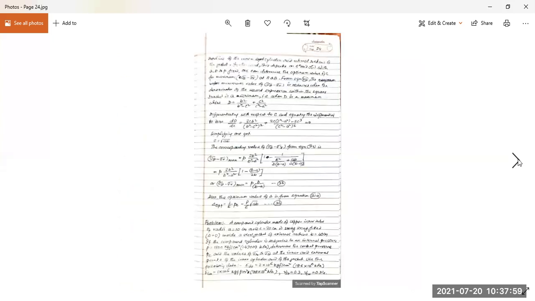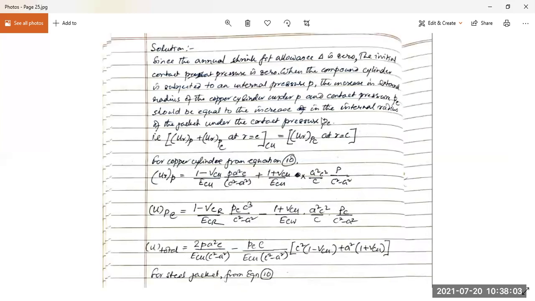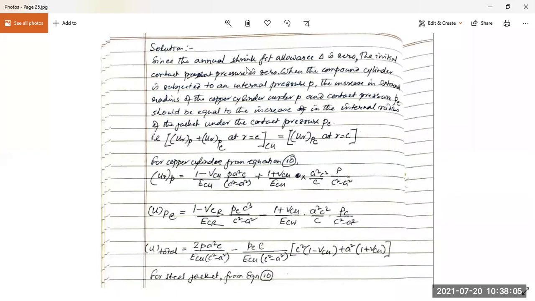What will be the solution? Now, the shrink fit allowance is 0, so there is no shrink fit allowance, and we get an equation from it. The initial contact pressure is also 0. When the composite is subject to an internal pressure P, the increase in external radius of the copper cylinder under P and contact pressure PC should be equal to the increase in the internal radius of the jacket under the contact pressure PC.